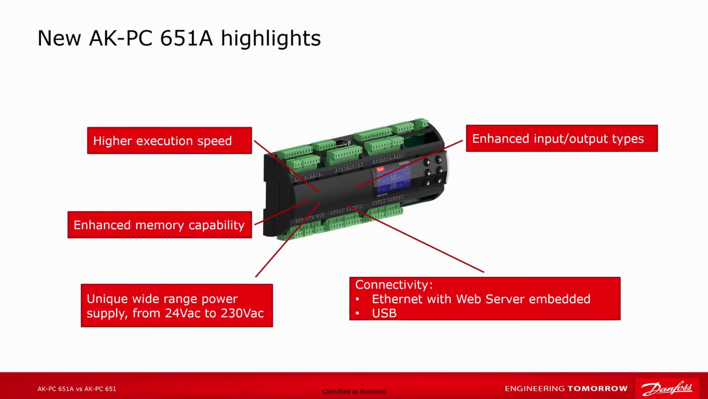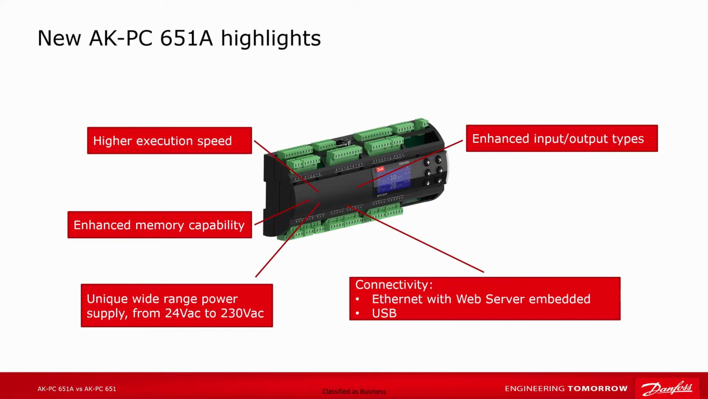And now, let's go for some AKPC 651A highlights. As you can see here, we have some topics that make this controller more efficient than the AKPC 651. For example, higher execution speed. It means that now we have a new and a faster processor. So now you can configure your application in this new controller and the application will run faster than the AKPC 651.